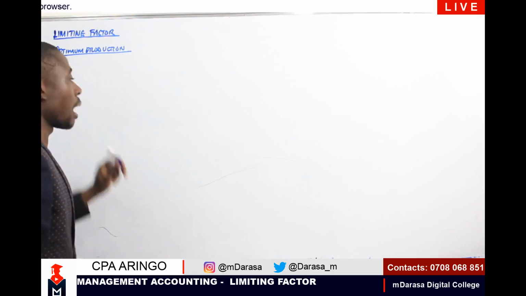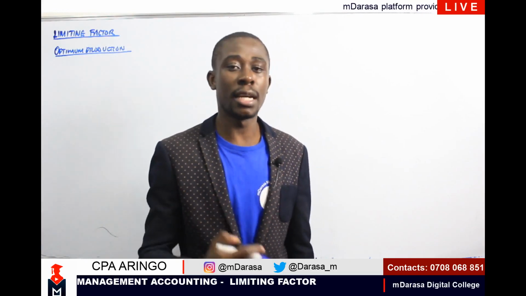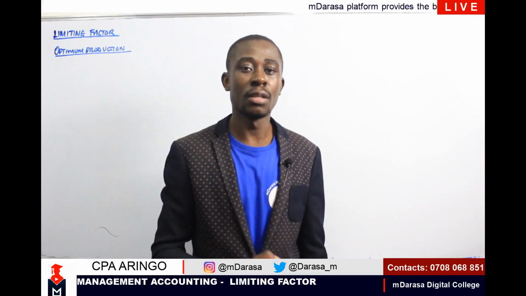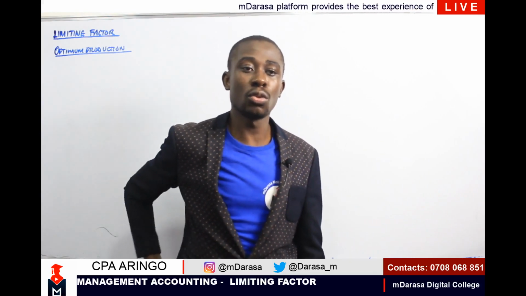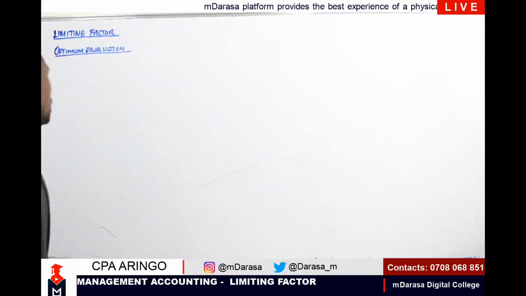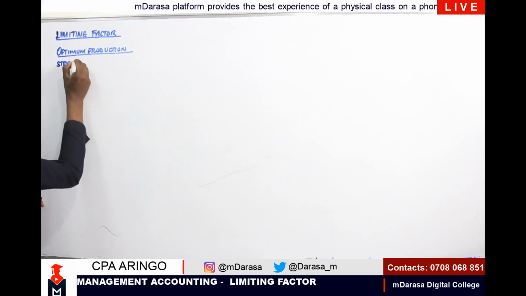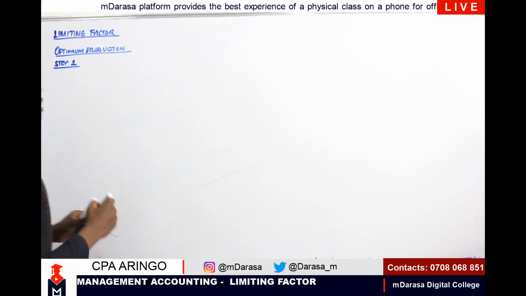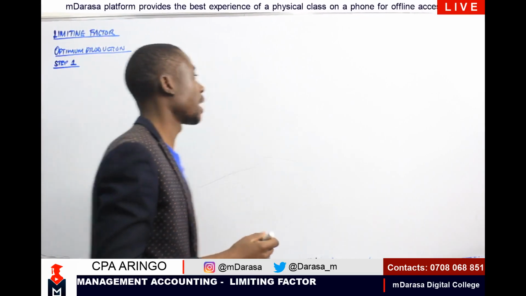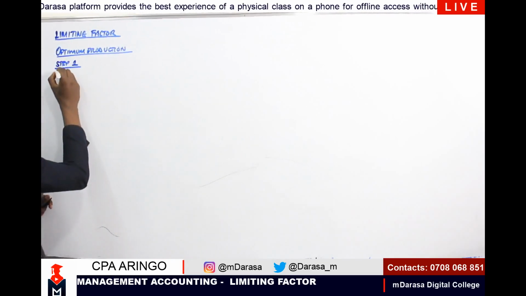So in coming up with the optimum production, I want us to follow these steps. They will really assist us in understanding this concept very well. To prepare our optimum production, we normally follow these steps. Step number one: what we need to do is to determine or identify the limiting factor.